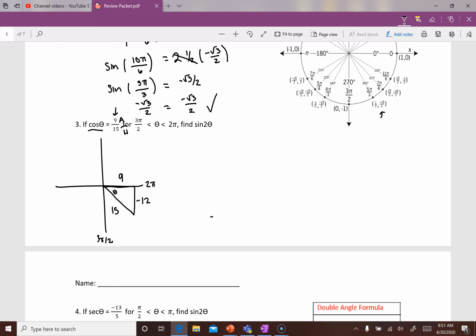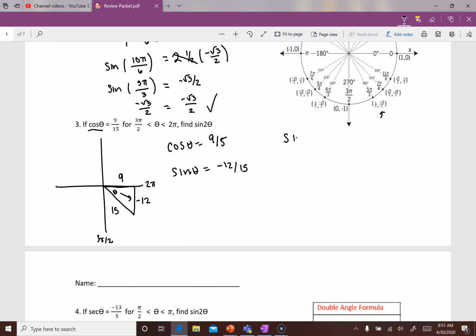So I'm just going to rewrite that. So we've got cosine theta is equal to 9 over 15. Now I need sine theta, which is opposite over hypotenuse. Well, my opposite is negative 12 over my hypotenuse of 15. Okay, now I'm just going to go ahead and plug right into my formula.